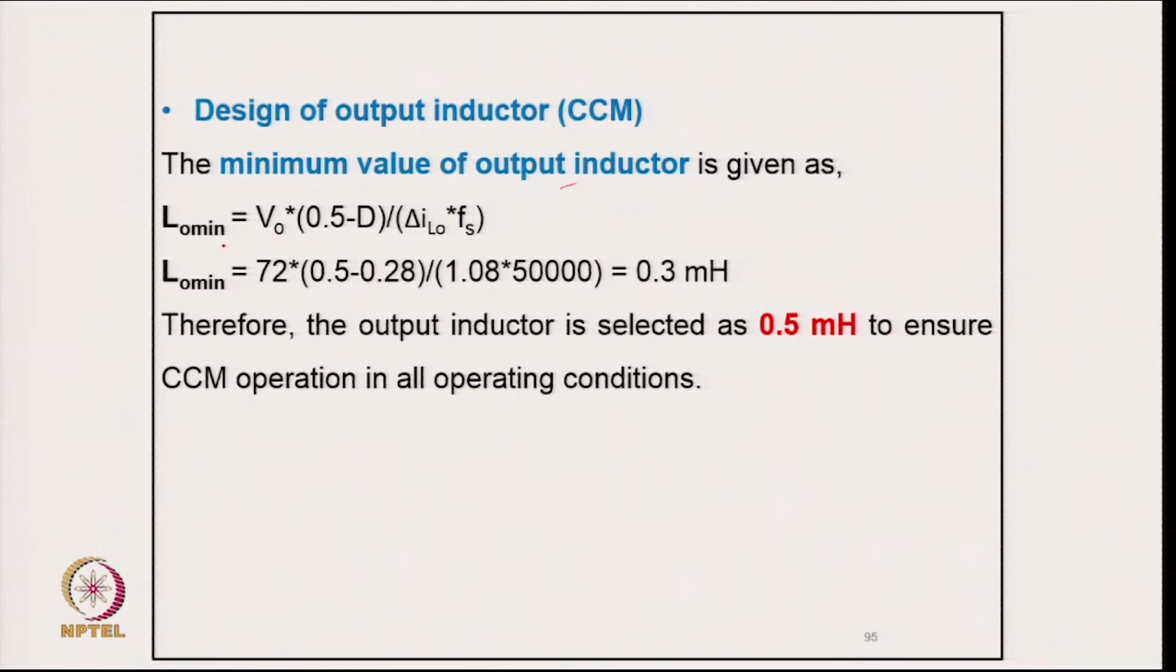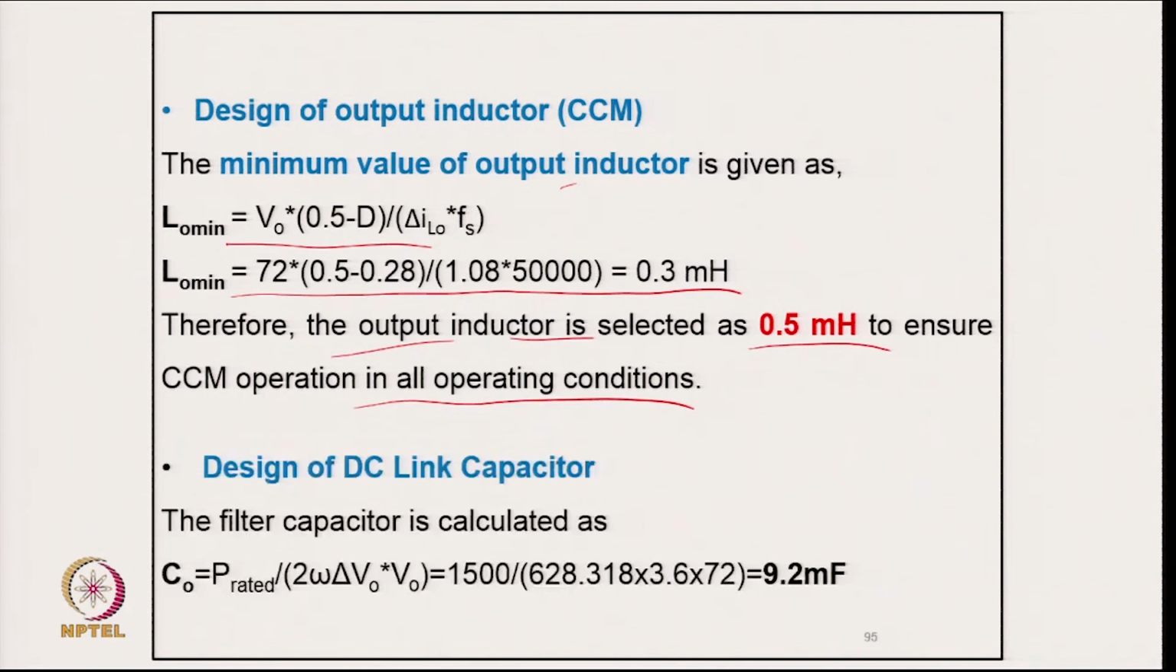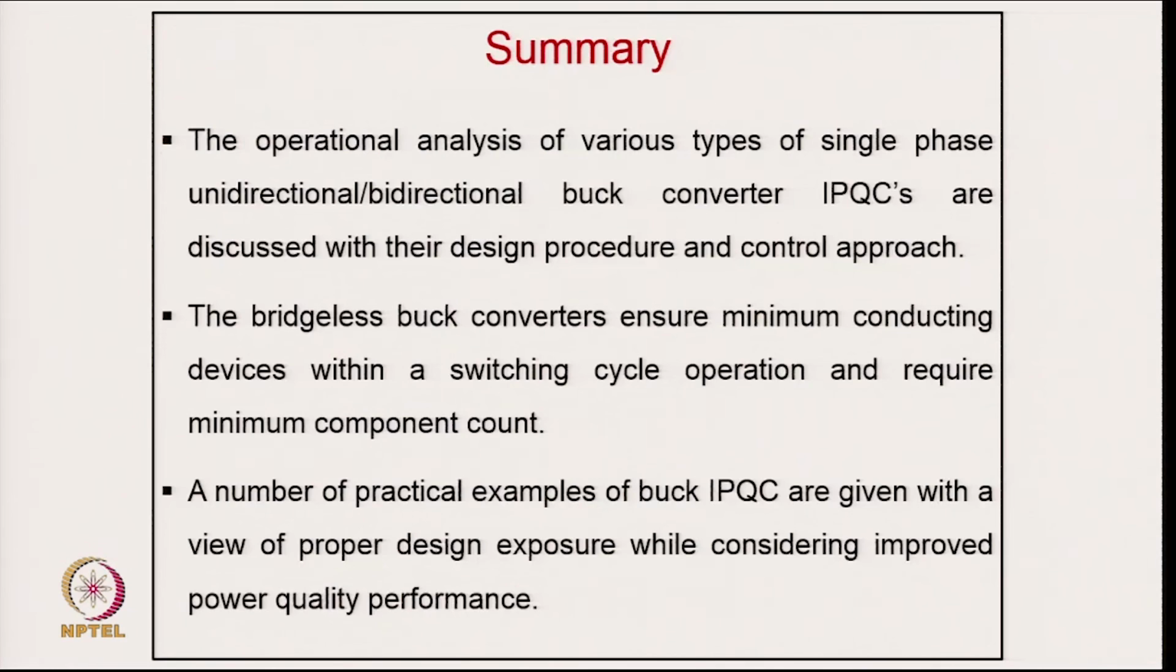And the critical inductance virtually comes from the relation 0.3. So, we have to select higher than that for CCM, 0.5, to ensure CCM for all operating conditions, and the design of DC link capacitor, filter capacitor, is calculated from power and voltage ripple. So, it comes 9.2 millifarad.